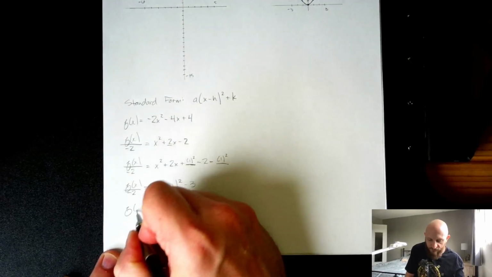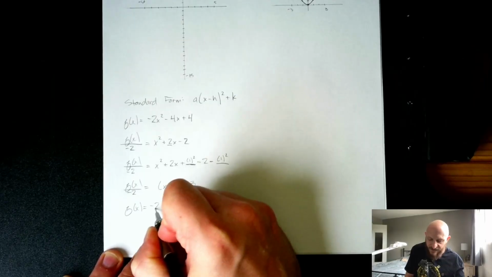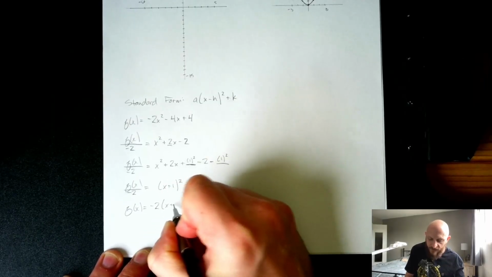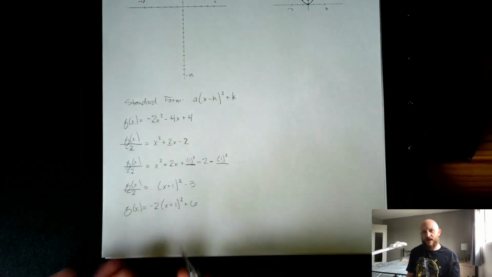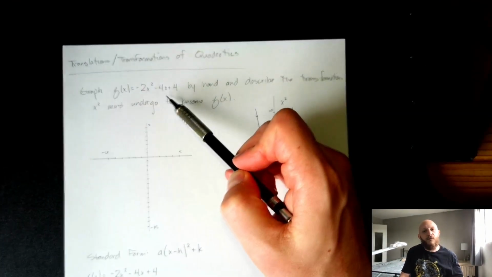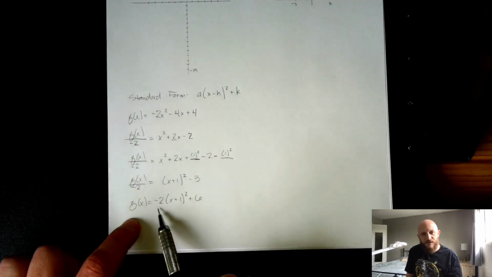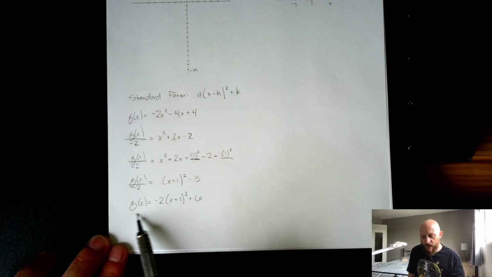We get f of x equals negative 2, and leave it this way, negative 2 times x plus 1 squared plus 6. Don't expand this out and simplify it, because if you do that, you're going to end up with what we're trying to get away from. This is the form that we want. This is standard form right here.